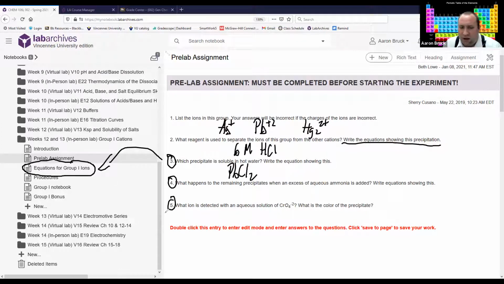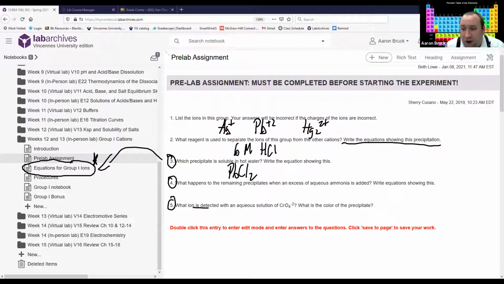What happens to the remaining precipitates? Again, the procedure should give you an idea of what to expect in terms of not only chemical reaction, but observation. And the equations list right here should give you the actual equations that you need. And the same thing with this question here about the chromate ion. The procedures will tell you when that chromate is used, should tell you what color the precipitate is. You just need to find the information.